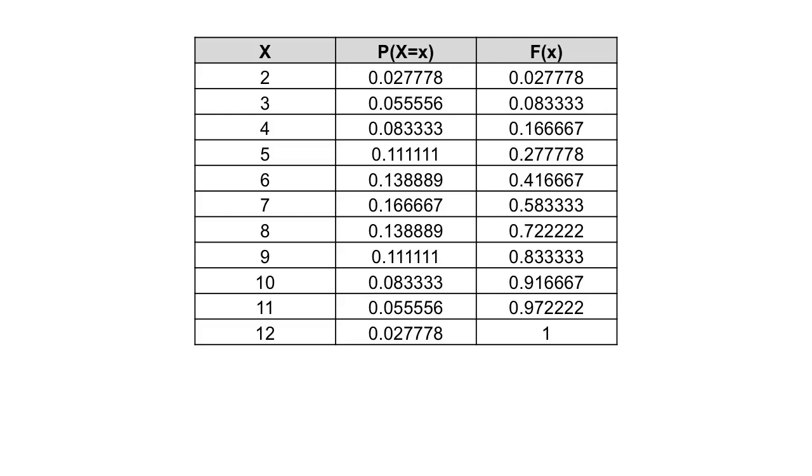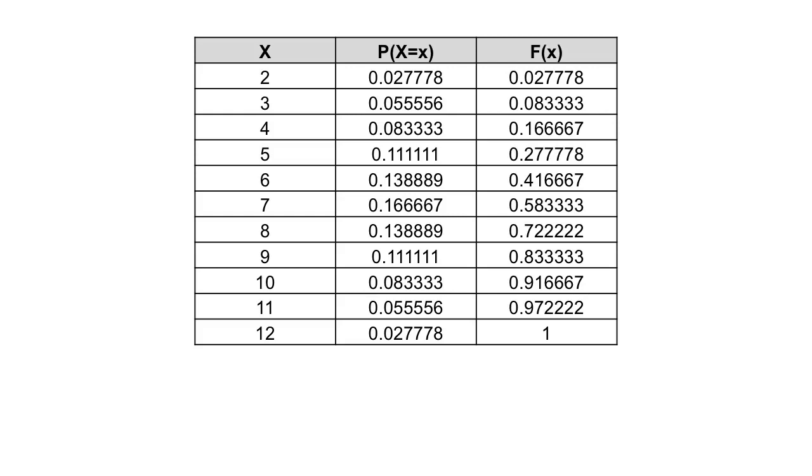Finally, in the last column, we have the cumulative probability. What is the cumulative probability, for example, of a 4? That's the probability that we get a 2 or a 3 or a 4. So you see, F of 4 is 0.1666, and so on. That's actually the sum of the 3 individual probabilities.